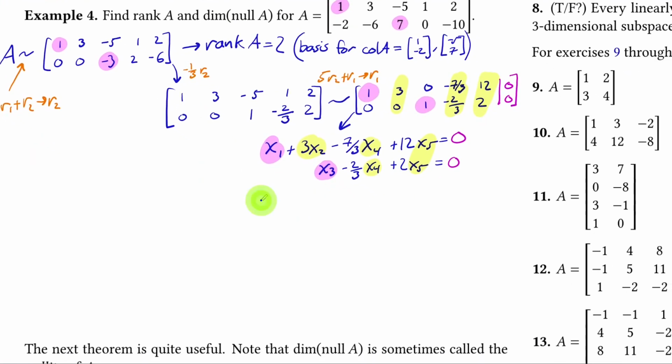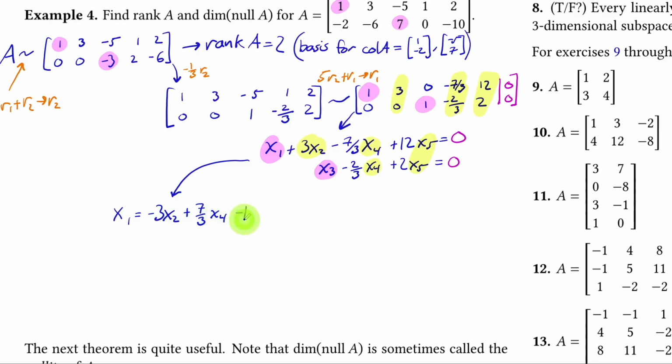And so we can write all the variables in terms of the free variables. x1 is equal to -3x2 plus 7/3 x4 minus 12x5. x2 is equal to x2 because it's free. x3 is a basic variable. And x4 and x5 are free.